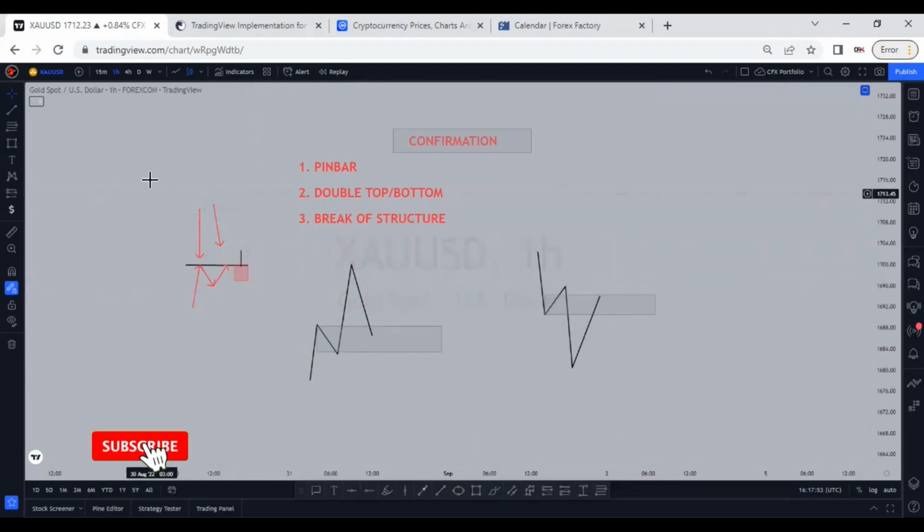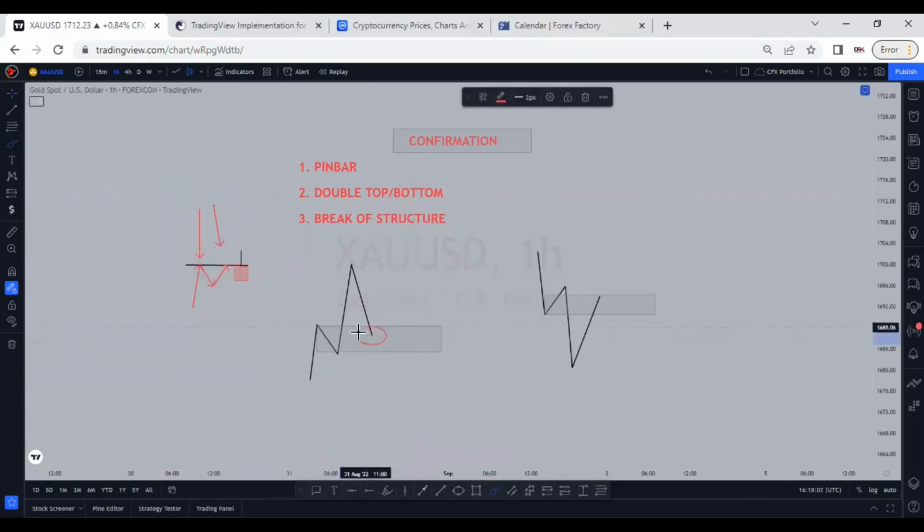You can also use the double top, double bottom when taking continuation trades like this one. You can find a double bottom here and take a buy. Now let's look at how a double bottom looks like. Market comes into our zone, goes down, hits a level, bounces off, comes to the level again. Then here, because we are buying, we will look for a bullish pin bar, something like this, with a wick at the bottom.